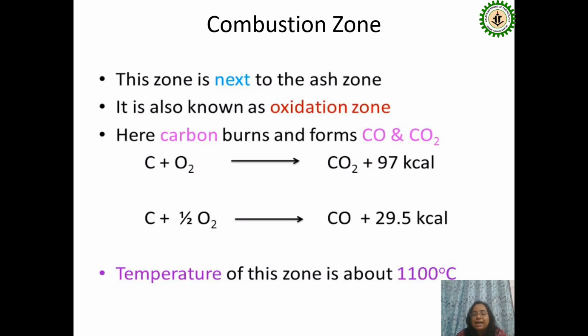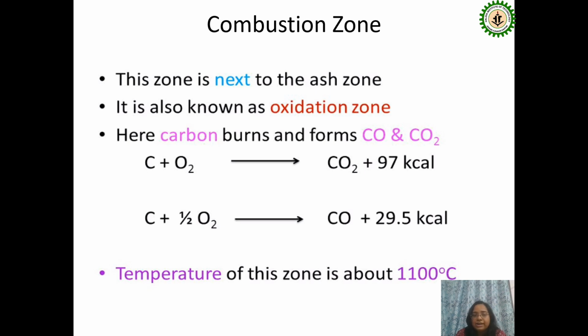The next zone is known as the combustion zone. This is the most important zone of the reactor. This zone is present just on top of the ash zone. This zone is also known as the oxidation zone because here the oxidation reaction takes place. So what are the main important reactions that take place? Whatever coke is there, this coke is present at around 1000 to 1100 degrees centigrade that we have already discussed.